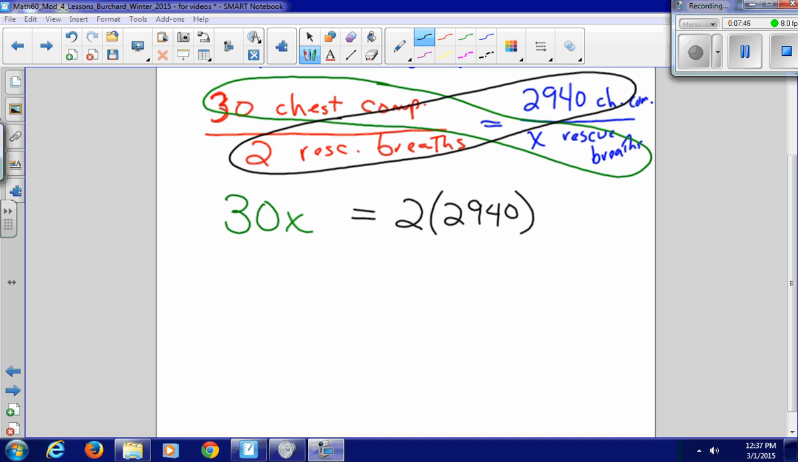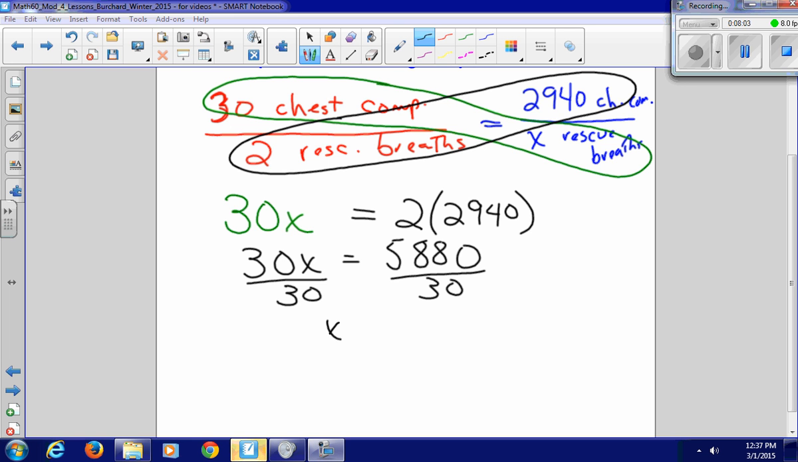So continuing to work on that equation, I get 30X equals 5,880. Just did that on my calculator. Now I'm going to divide both sides by 30. And I get X equals, again, doing this on my calculator, 196. Now I have to think about what is X. X is rescue breaths. So I'm going to say it's 196 rescue breaths.